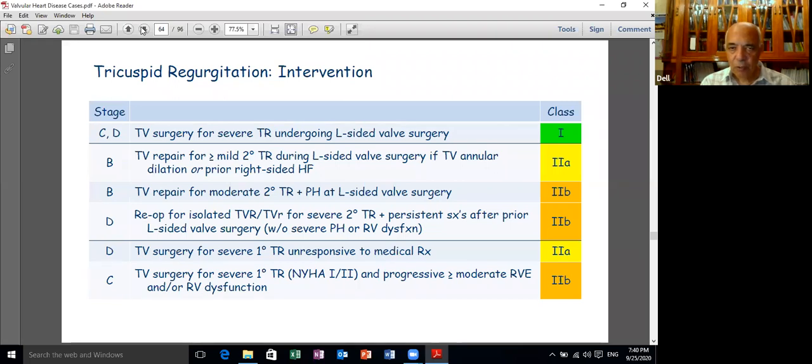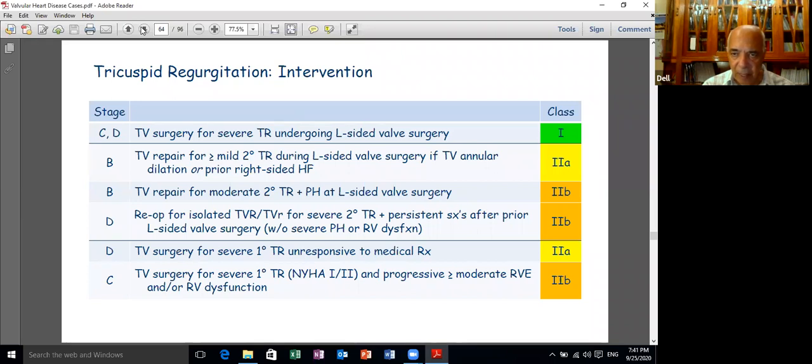And the only class 2A indication is tricuspid valve repair for mild or more secondary tricuspid regurgitation during left-sided surgery if the tricuspid annular dilatation is present or there is evidence of prior right-sided heart failure. So this is the importance of having the annular dimension measured and seriously considered in the intervention on the left-sided heart valve. So even if there is evidence of mild or more than mild secondary tricuspid regurgitation, that's an indication for tricuspid valve repair, class 2A.